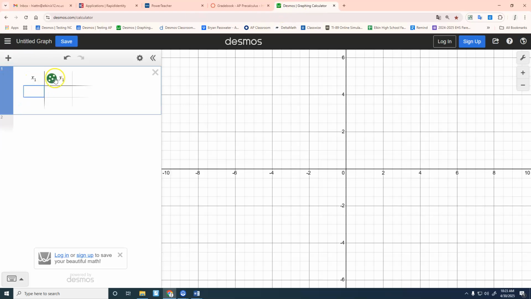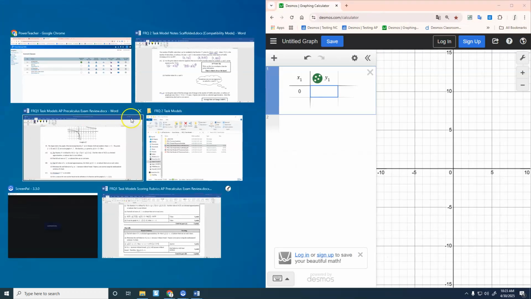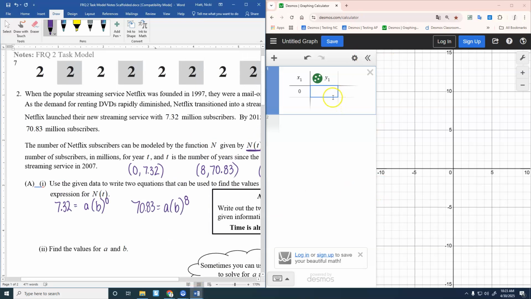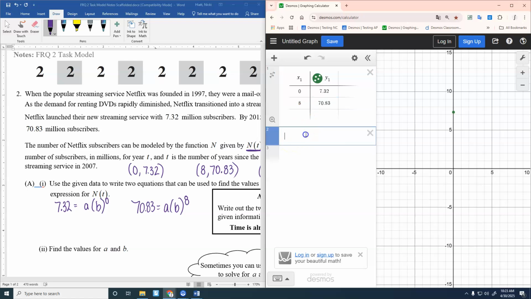You are going to enter 0. Split screen this so I can see what I'm doing here. We're going to enter 0, 7.32. We are going to enter 8, 70.83.